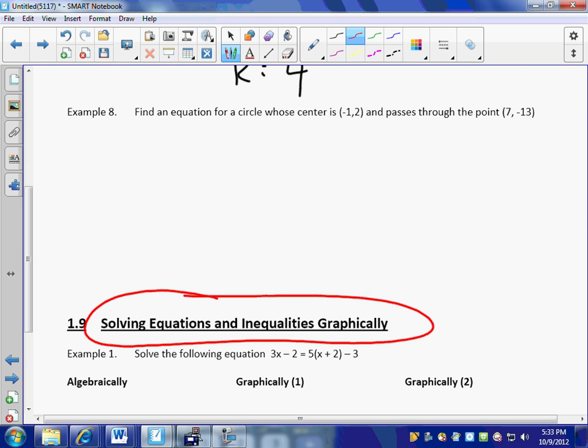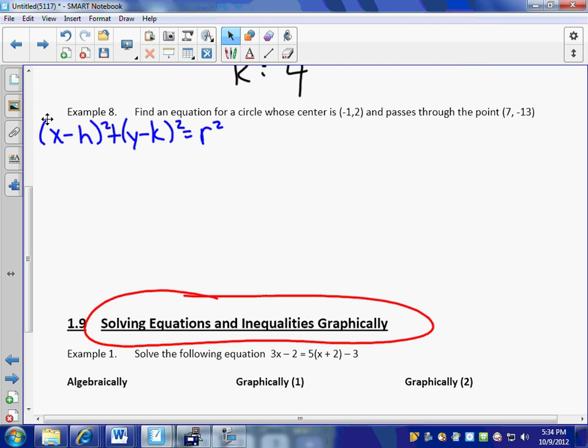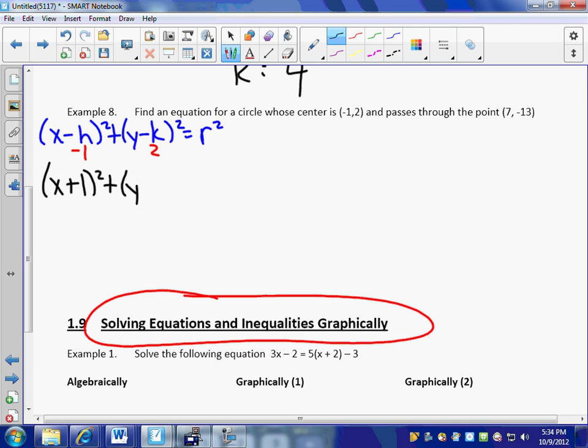Okay, so we need to write an equation. It needs to look like (x minus h) squared plus (y minus k) squared is equal to my radius squared. If we know the center is (negative 1, 2), we can plug in a negative 1 for h and a 2 for k. So our equation becomes (x plus 1) squared plus (y minus 2) squared is equal to my radius squared.